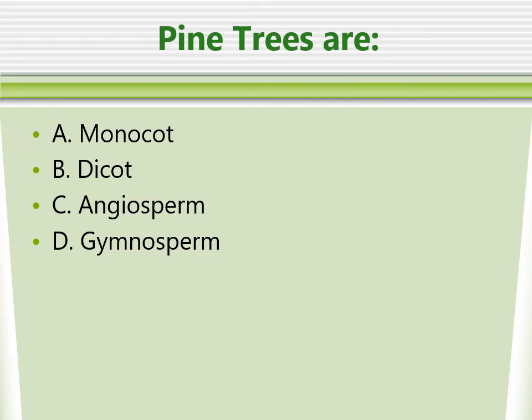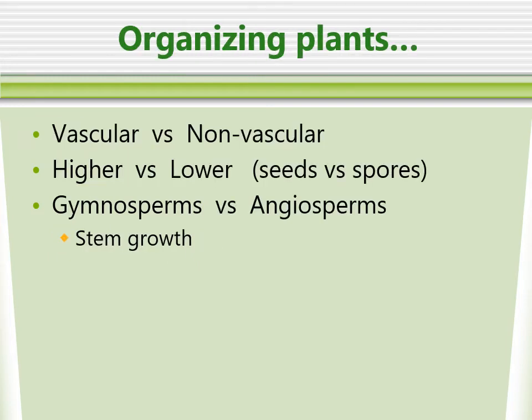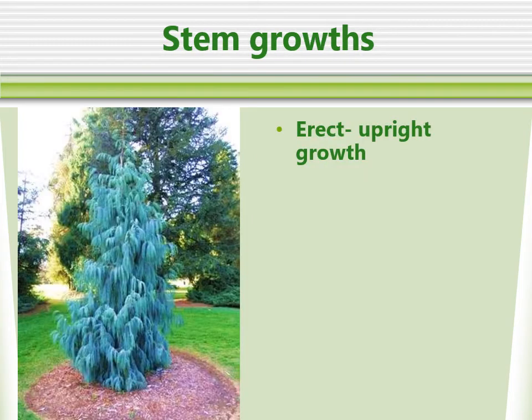Pine trees, are they a monocot? Are they a dicot? Are they an angiosperm? No, they're a gymnosperm. They have a totally different seed structure. So again, organizing plants besides kingdom and genus and species and all that, we have vascular and non-vascular, higher and lower, gymnosperm, angiosperm. We've looked at stems. Now let's look at how stems grow, like just physically.